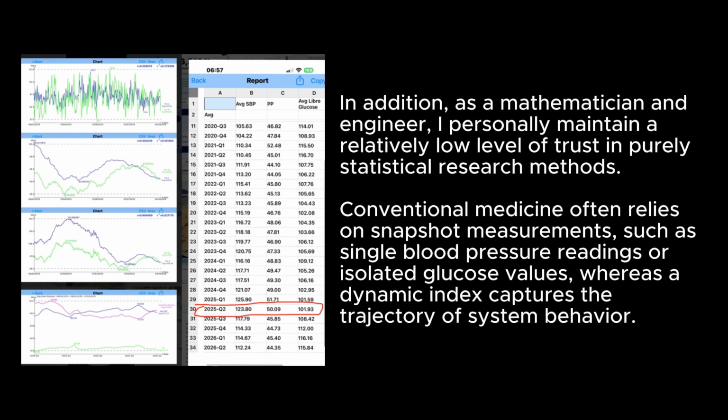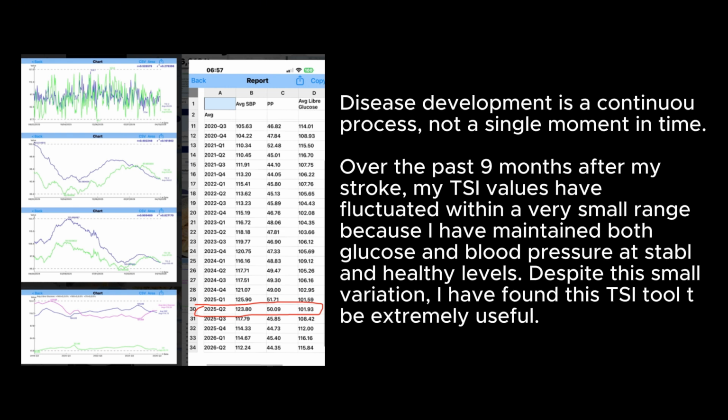In addition, as a mathematician and engineer, I personally maintain a relatively low level of trust in purely statistical research methods. Conventional medicine often relies on snapshot measurements, such as single blood pressure readings or isolated glucose values, whereas a dynamic index captures the trajectory of system behavior. Disease development is a continual process, not a single moment in time.